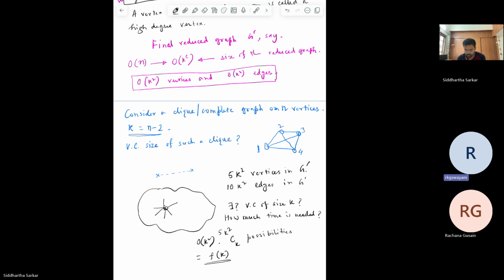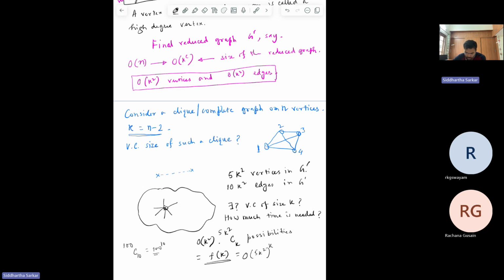So this is again going to be how much? Let us say, I'm giving a small example, 100 choose 10. So how much is that going to be? It could be 100 to the power 10 or something like that. So this is going to be 5k squared to the power k or something. But whatever it is, this is a function of k. It is independent of n.